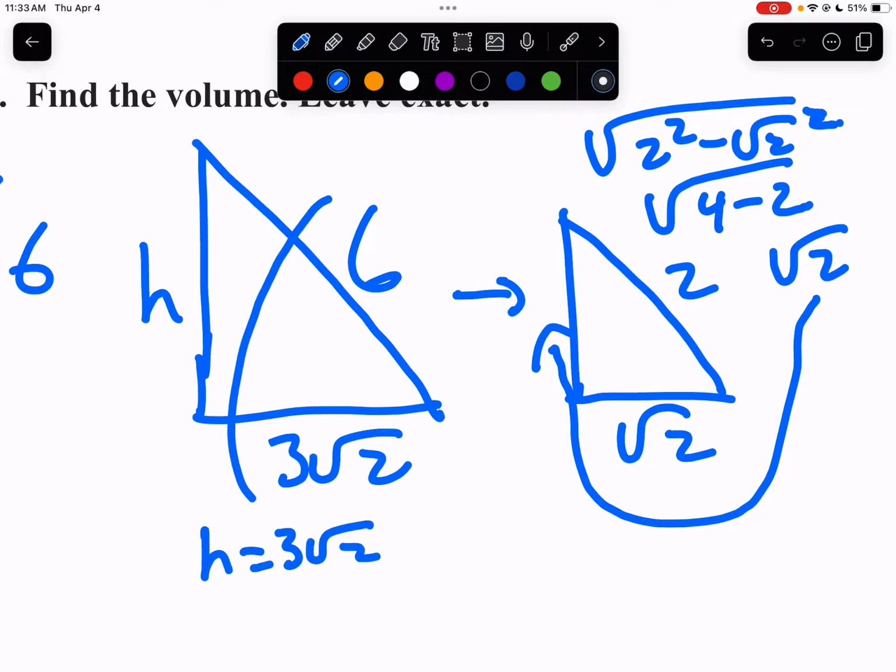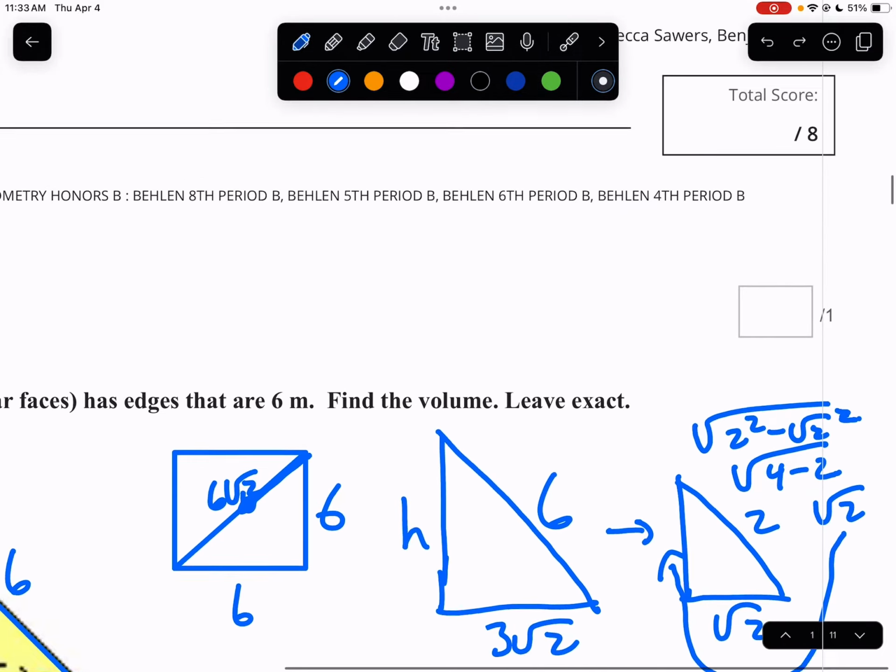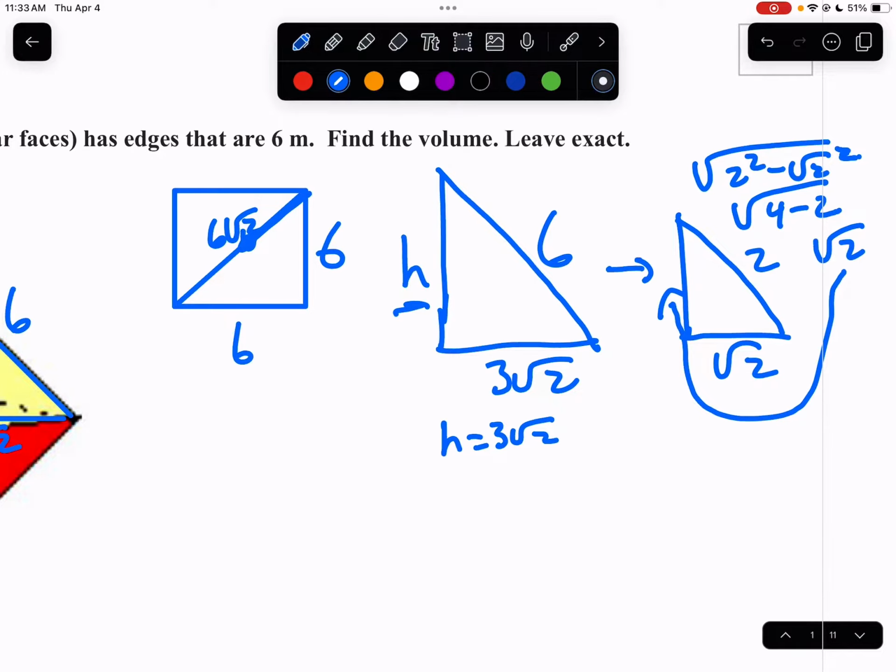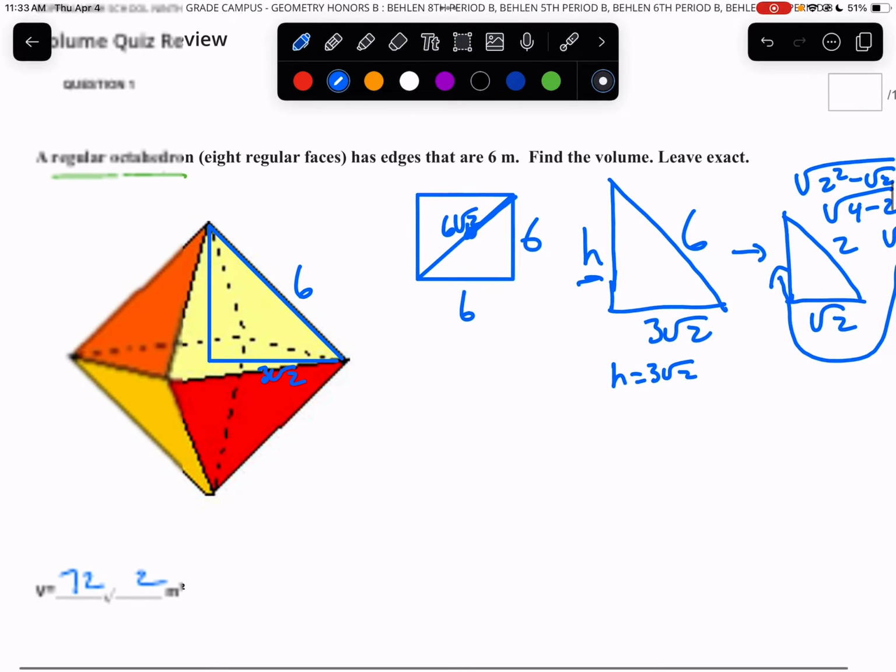Your other option was just to do the Pythagorean theorem straight on those numbers, which, if you have a calculator, is not too bad, but don't forget to put this in parentheses and square it. A lot of people forget the parentheses. No matter how you do it, you end up getting 3 root 2. And so the height we're going to use is 3 root 2.